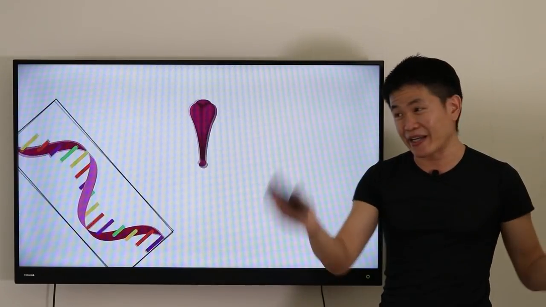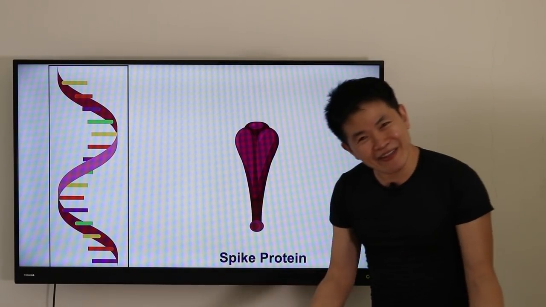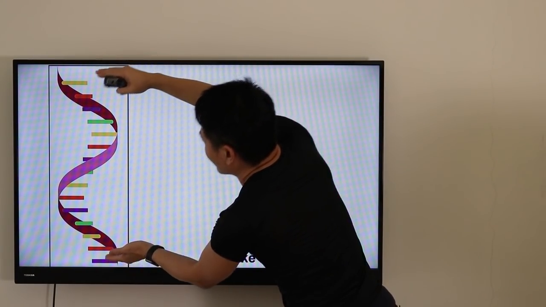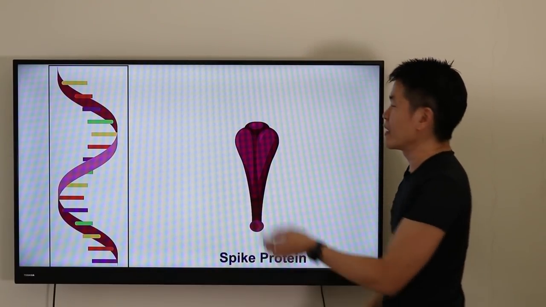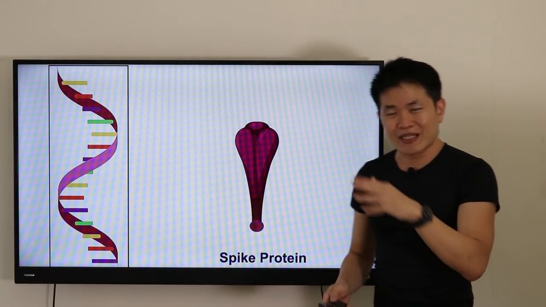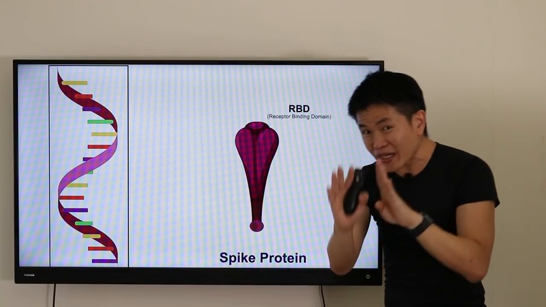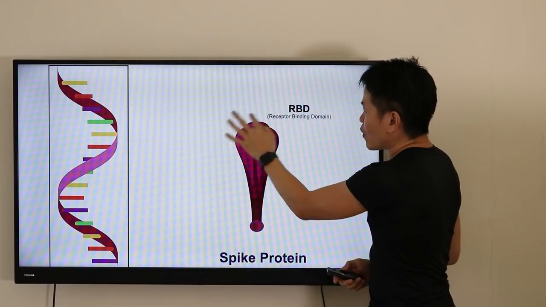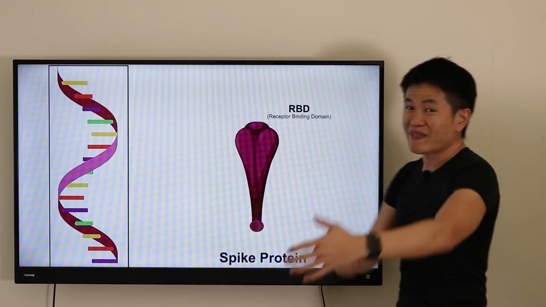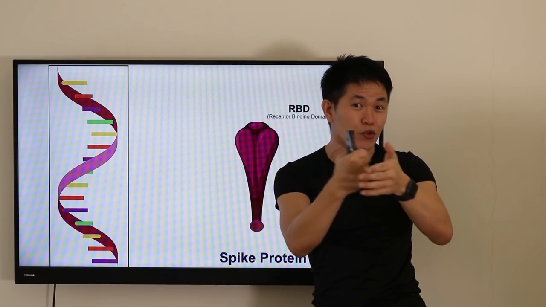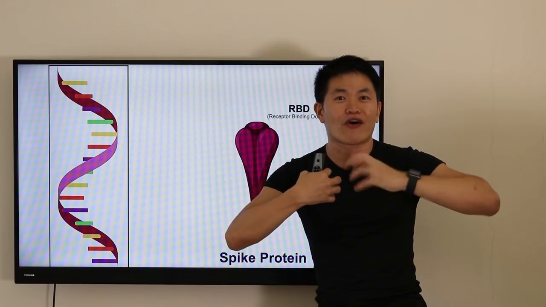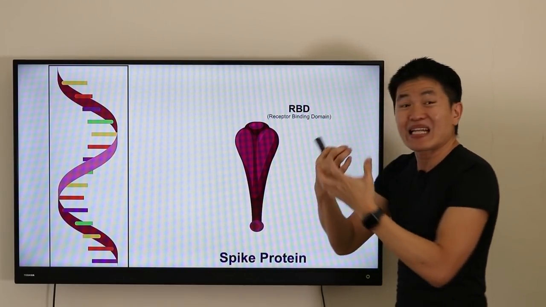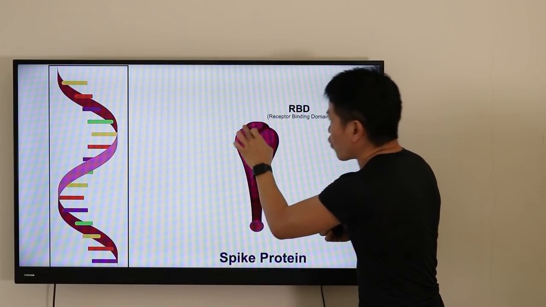Okay, now you get a basic idea, right? So let's say I extract this part that is in charge of the structure of the S protein. Now let's look at the S protein. Actually, they can further subdivide the S protein structure. The first one, the top part, is the receptor binding domain. This is the part that binds to the receptor on your lung cells, the epithelium cells. So this is where the binding is.